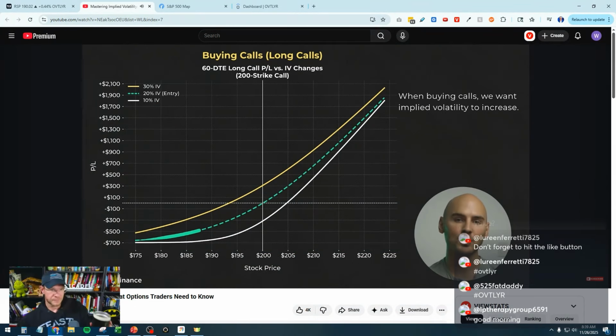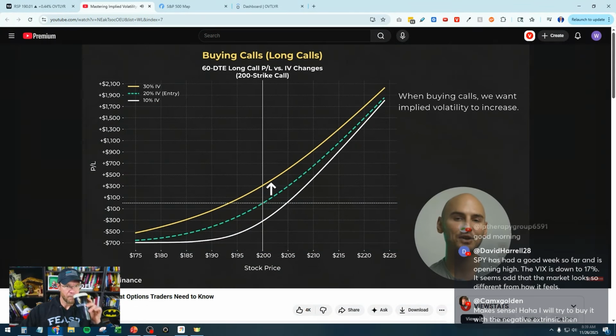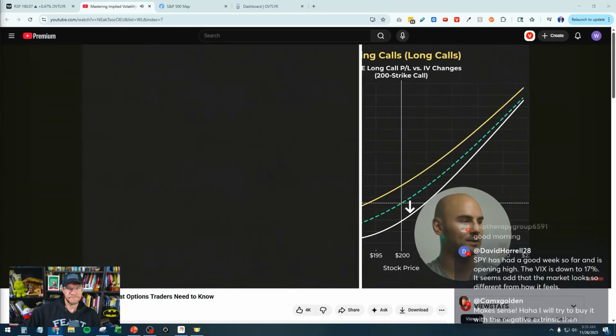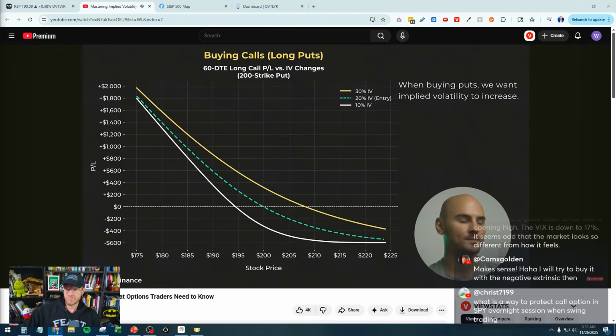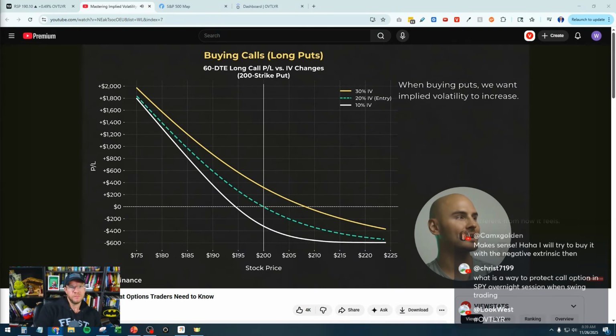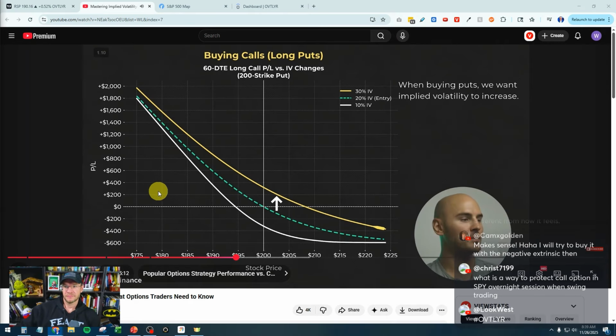Meaning that if we buy the call at 20% implied volatility, if implied volatility increases after buying call options, we will have better profitability or slightly lower losses as compared to no change in implied volatility, and especially compared to a decrease in implied volatility. Let's move on to buying puts, aka long puts. In this simulation, we're looking at buying a 200 strike put, again with 60 days to expiration and an entry implied volatility of 20%. As we can see, just like buying calls, when buying put options we also want implied volatility to increase, because as we can see in this gold line here, the profitability is better than if implied volatility stays the same or decreases.